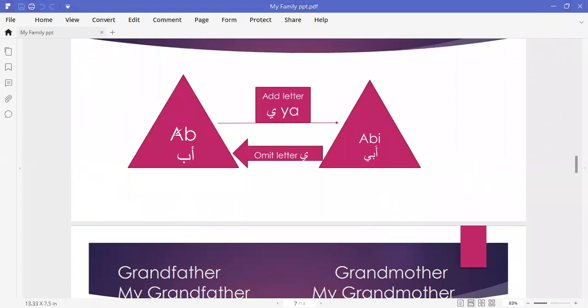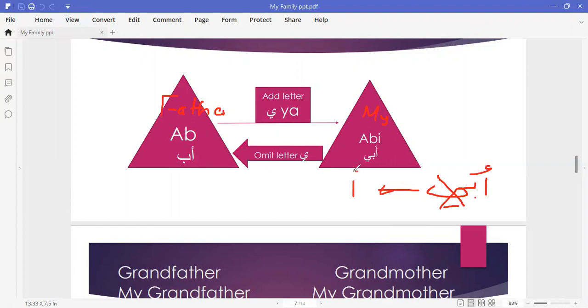A grammar rule, as we said, we have here ab, which is father. To change it into my father, we add ya, as we explained. To change my father into father, omit the ya. So I want to change my father into father. This is abi. First, I omit the ya, delete the ya, because my means ya. I want to make it father in general.